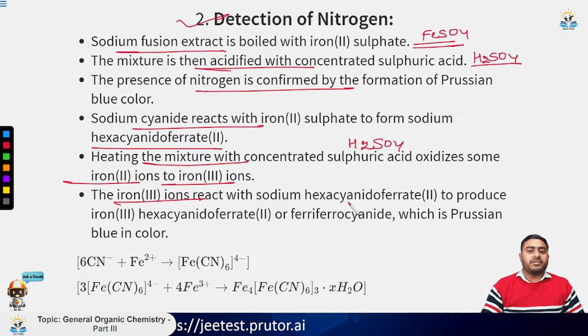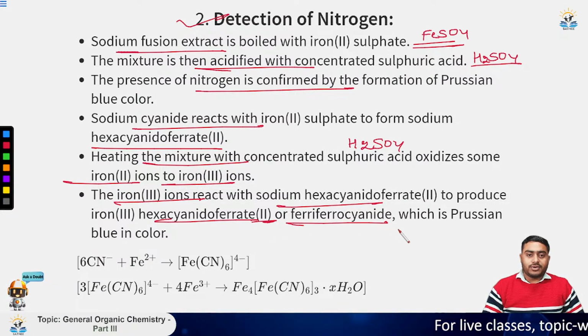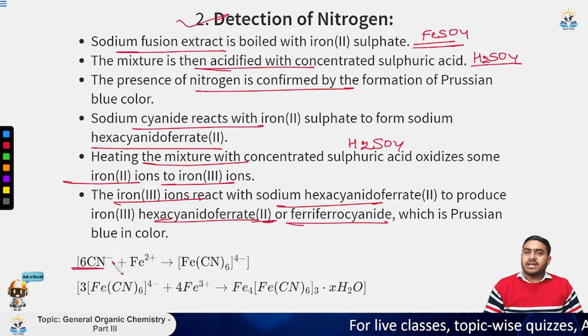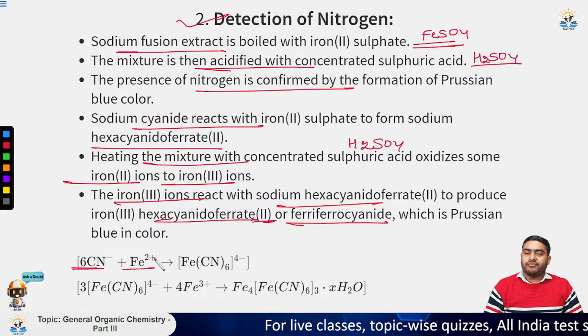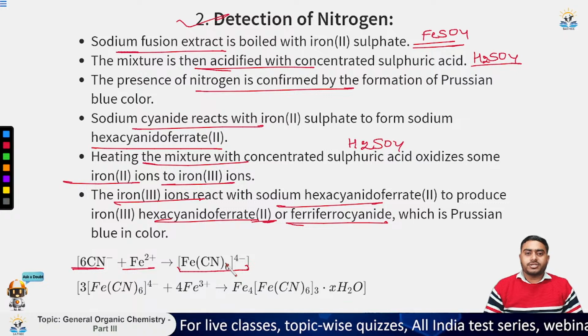The Fe3+ ion reacts with sodium hexacyanoferrate, a coordination compound, to produce iron(III) hexacyanoferrate in the 2+ state, or ferrocyanide, which is Prussian blue in color. You can see the reaction: 6CN⁻ (cyanide ion) plus Fe2+ gives [Fe(CN)6]4-.